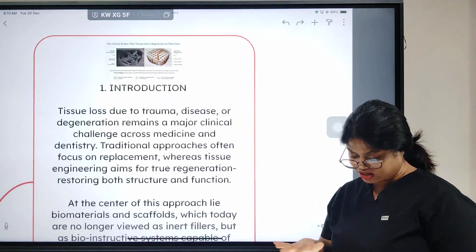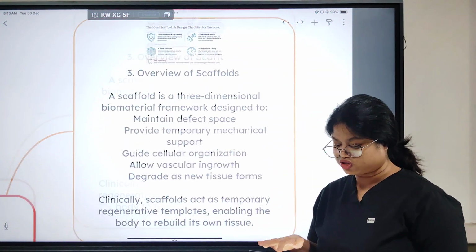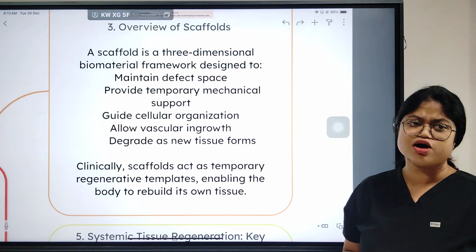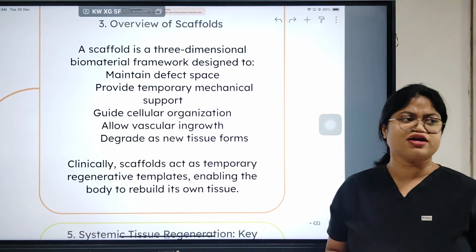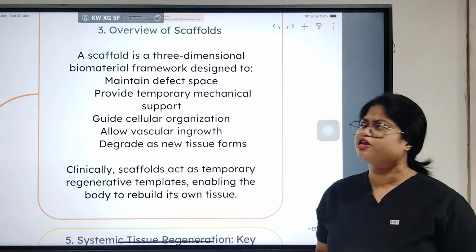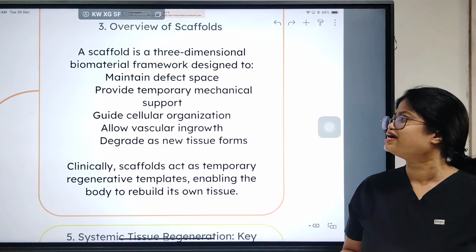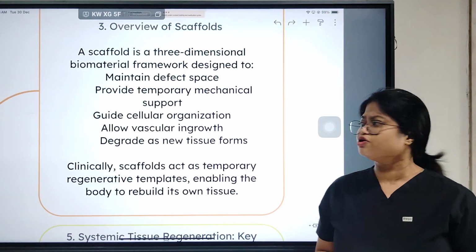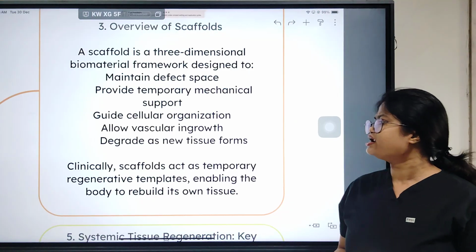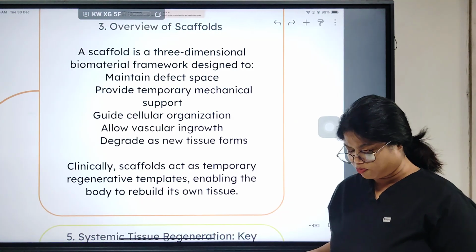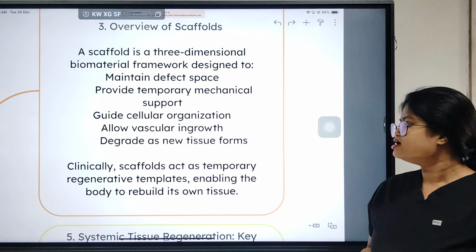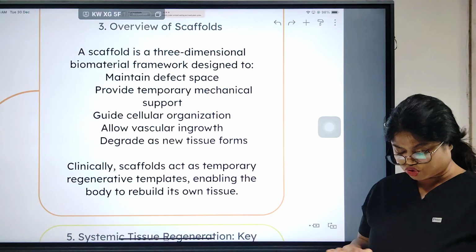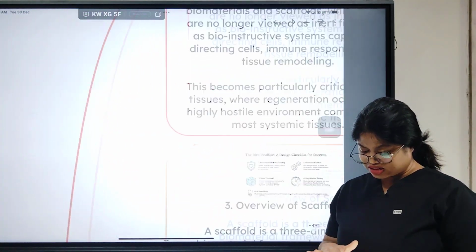So next comes the overview of scaffolds. A small gist: a scaffold is a three-dimensional biomaterial framework designed not only to maintain the defect space that we are talking about in tissue engineering, but also to provide mechanical strength and stability, guide cellular organization, allow vascular ingrowth of the tissues, and degrade as new tissue forms, as I already told previously. Clinically, scaffolds act as temporary regenerative templates, enabling the body to rebuild its own tissues. So this is the classification.